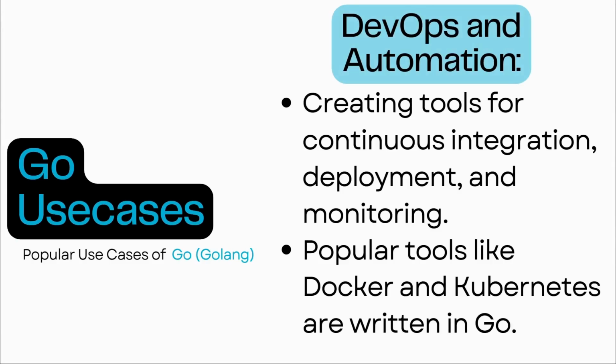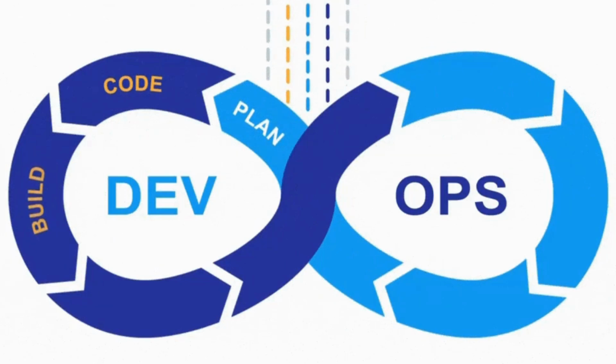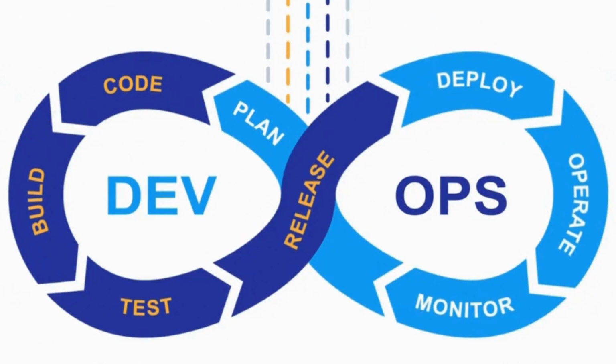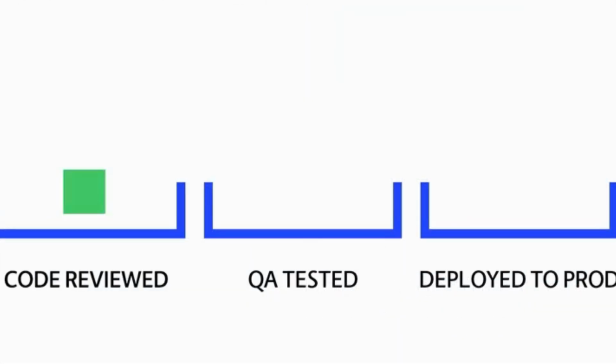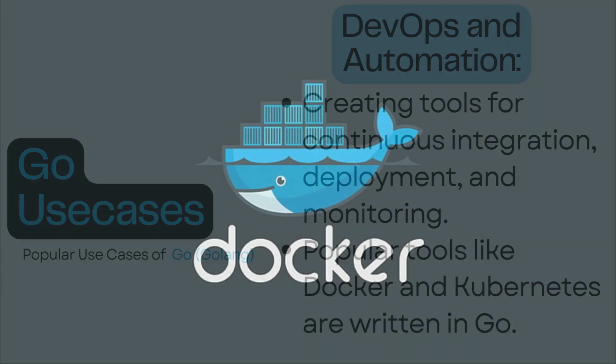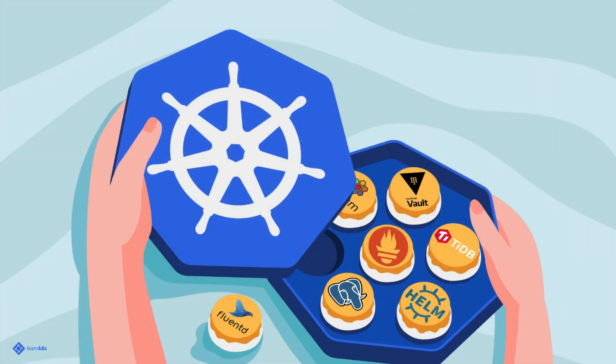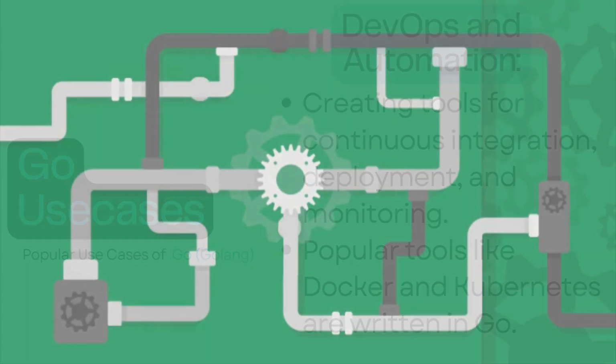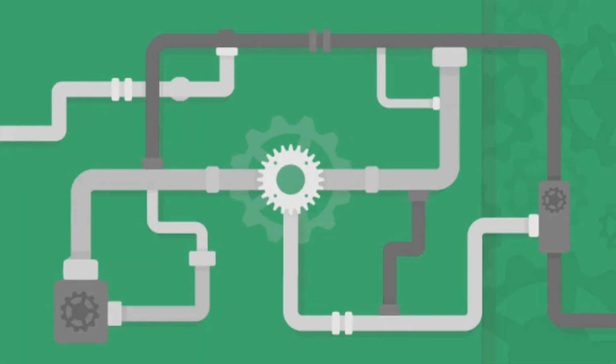Whereas the next main use case of Go is DevOps and automation. If you're trying to create tools for continuous integration, deployment, and monitoring, Go would be the better choice. Even popular tools like Docker and Kubernetes are written in Go. Here we got some new words, right, like continuous integration. So what do you mean by continuous integration?